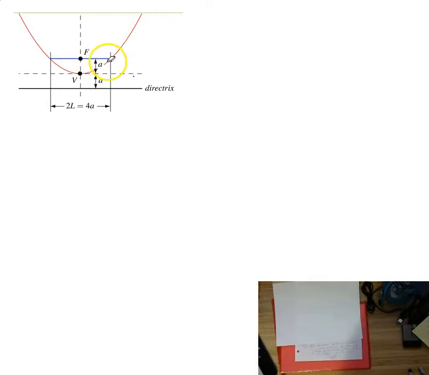So again, if I were to take this point right here and I were to measure it straight across to the focus, my distance would be 2a. If I measure from that point straight down to the directrix, the distance is 2a. So in a parabola, the distance to the focus and the distance to the directrix from any point on the parabola is the same.